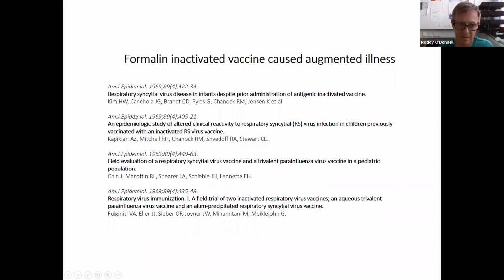Okay, so we've had quite a number of years, 50 years plus since then, but we still haven't got a reliable RSV vaccine.